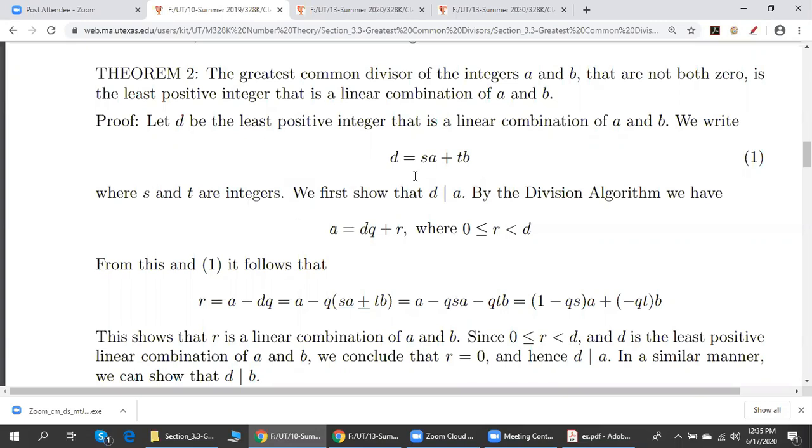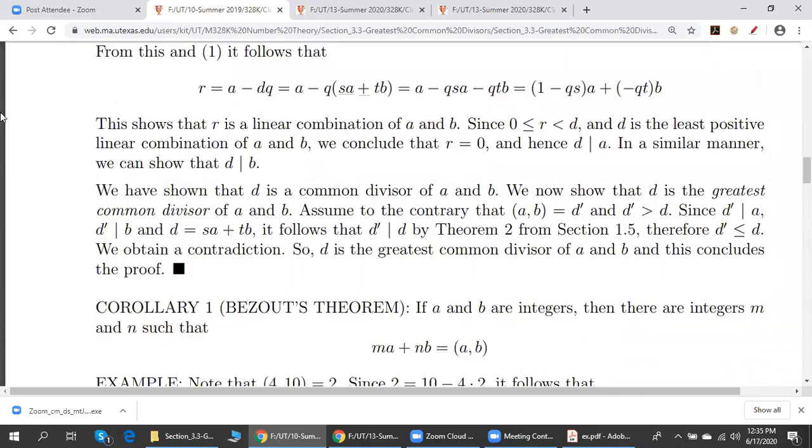Well, here's what we do here. First, let us consider all integer linear combinations of A and B. And then in this set of integers, let us pick the least positive integer and denote it by D. This is what we do. Okay, that makes sense. Thank you.